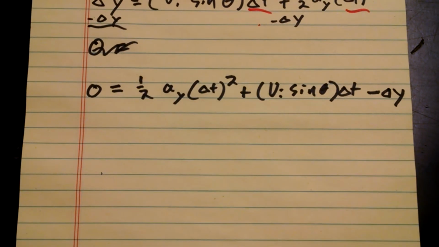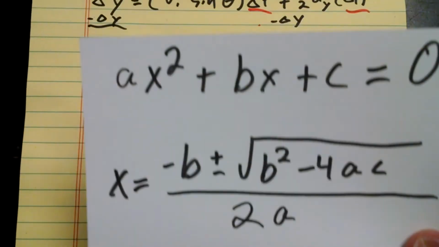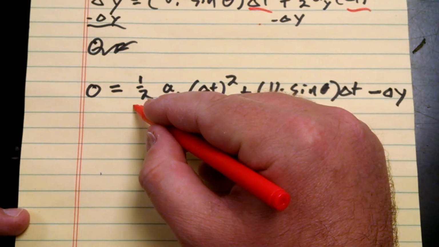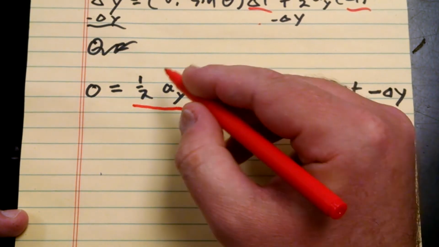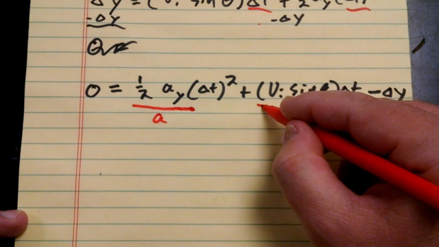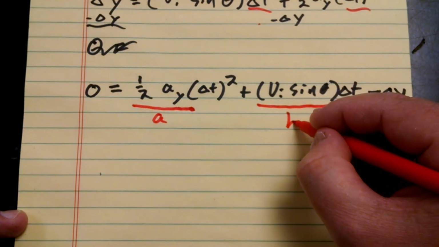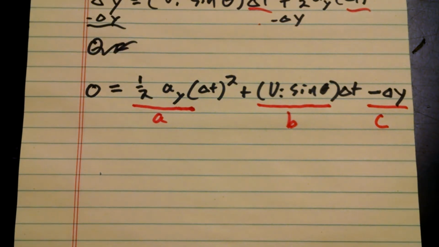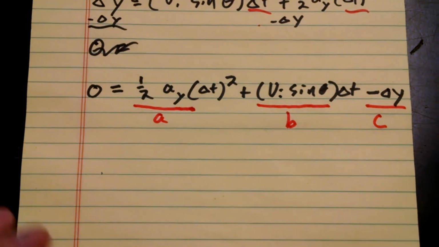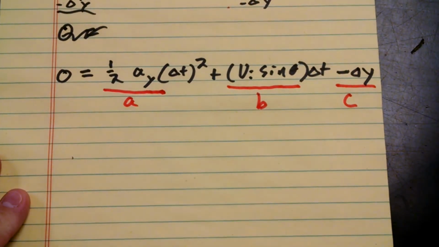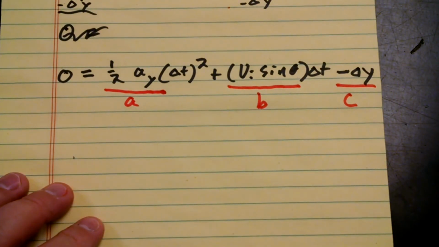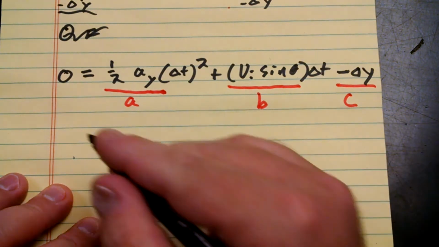Now hopefully you're recognizing that we now have a quadratic function. Namely, this first term over here is your a, your second term is the b, and your third term is your c. So now that we know that, we can go ahead and rearrange the function and use our quadratic formula to figure out what our delta t is.